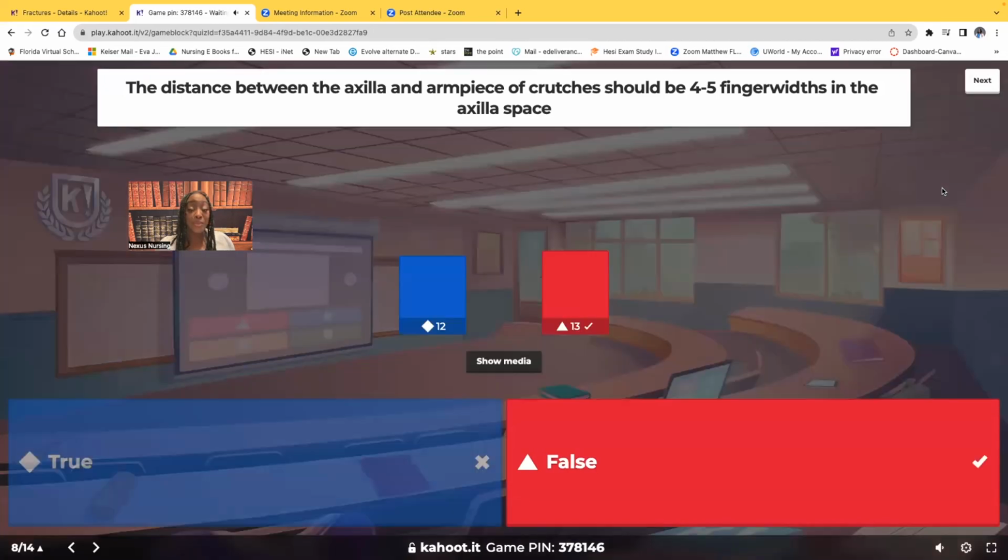Wow, this was close. Okay, so let me tell you guys the answer. That is false, okay? It needs to be 2 to 3. So about 2 to 3 finger widths between your armpit and the top of that crutch. That's how much room there should be, not 4 to 5.